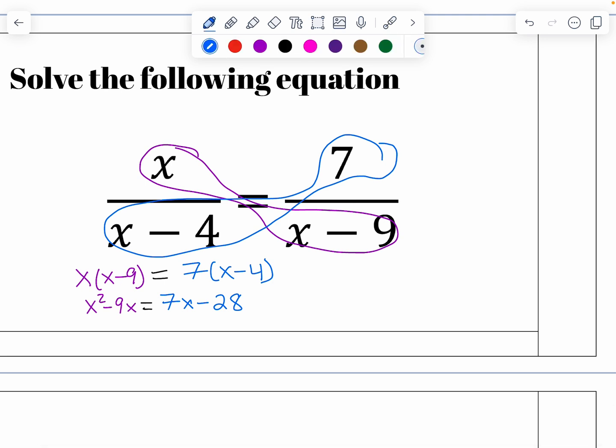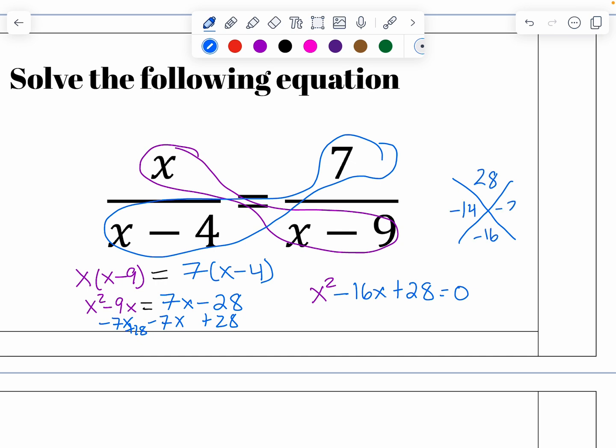Okay, so I'm going to subtract the 7x and add the 28 to both sides. So now I have x squared minus 9 plus 7, which is 16x plus 28 equal to 0, which is what I wanted because now I'm able to perform the big X. I'm going to multiply to 28, add to negative 16: negative 14, negative 2. So now I have x minus 14, x minus 2.